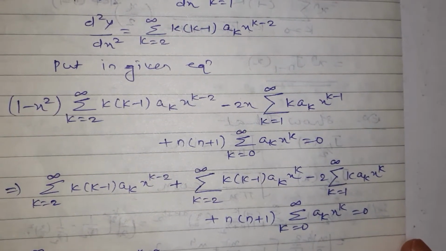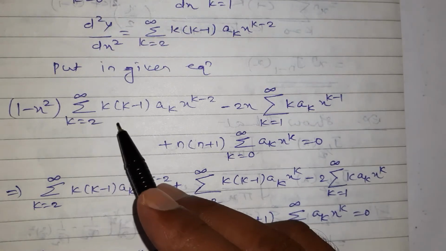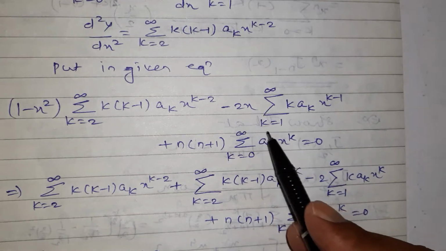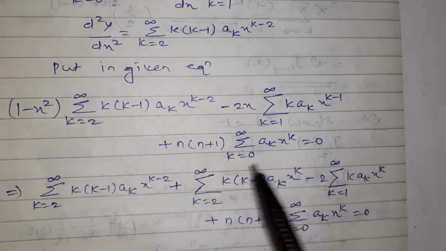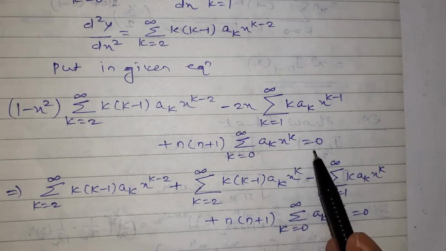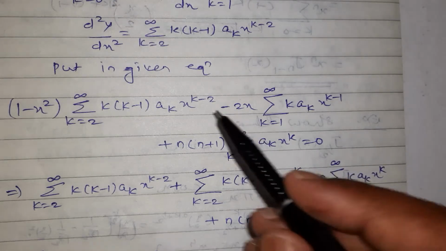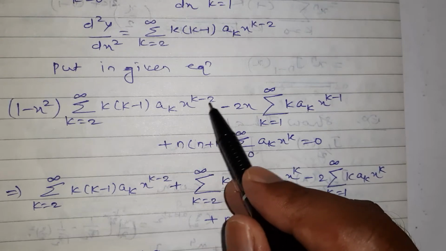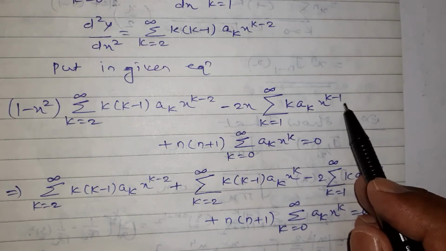So here, (1 minus x square) series k equal to 2 to infinity k into (k minus 1) ak x raised to k minus 2, minus 2x series k equal to 1 to infinity k ak x raised to k minus 1, plus n into (n plus 1) series k equal to 0 to infinity ak x raised to k equal to 0. What we did, do you remember? We just make its power m. So m is equal to k minus 2 we substitute.